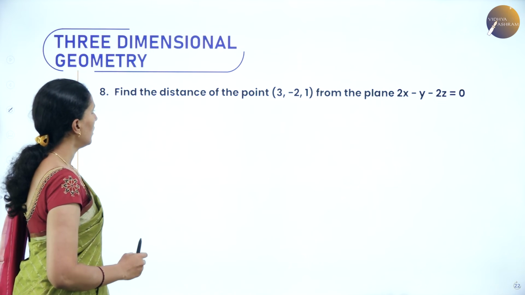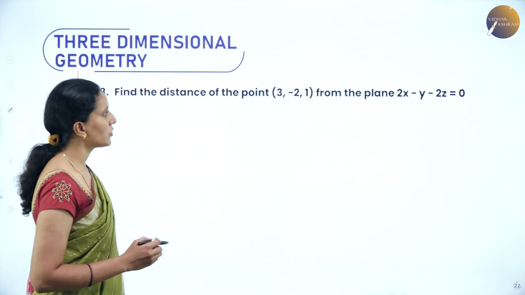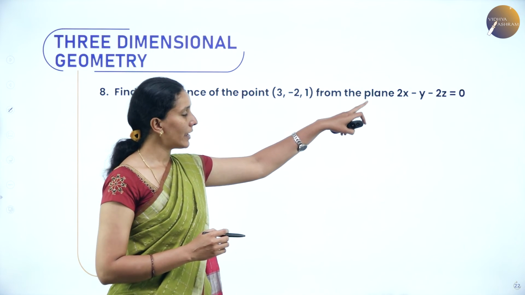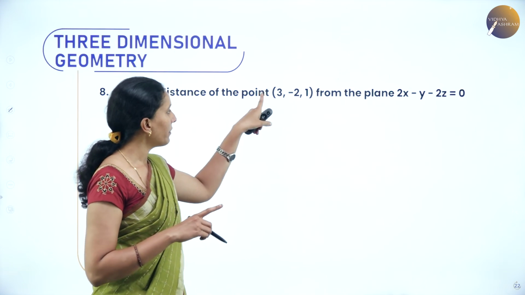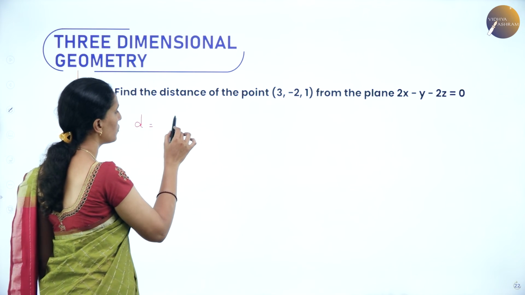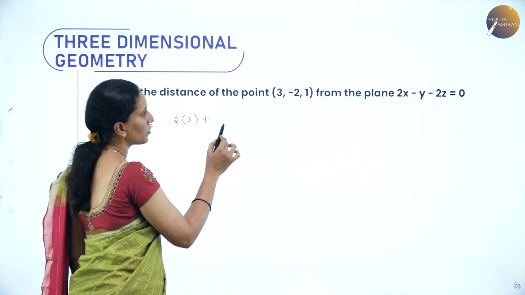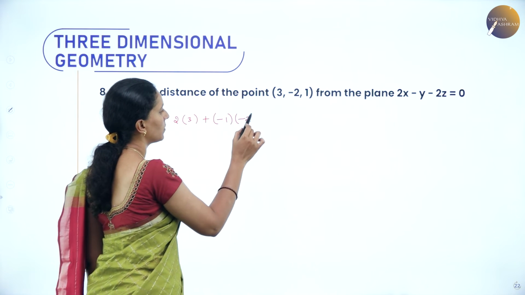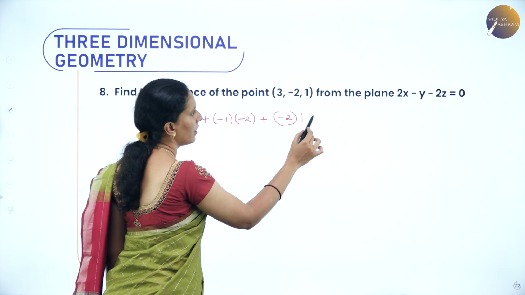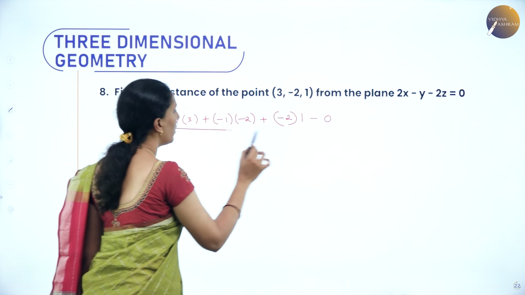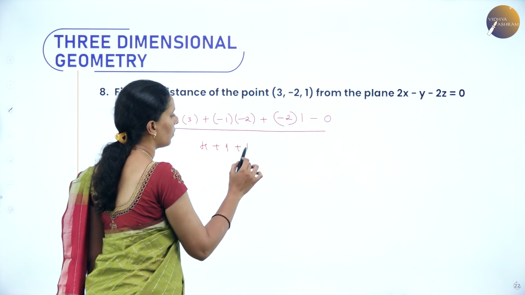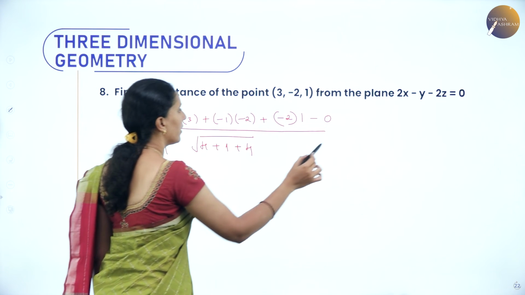Next, find the distance of a point (3, -2, 1) from the plane 2x - y - 2z = 0. We can clearly say we have a, b, c but no d. Here we have x1, y1, z1. So a into x1 means we have 2 into 3, plus b into y1, -1 into -2, plus c into z1, that is -2 into 1, minus d which is 0, whole divided by a square is 4, b square is 1, c square is 4. So under the square root, modulus.